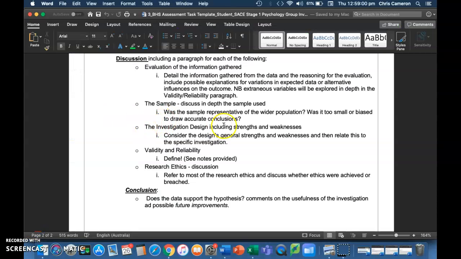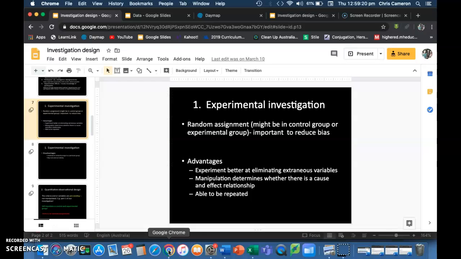This next paragraph is about the investigation design. You must include the strengths and weaknesses or advantages and disadvantages. Limitations can be another word that you put in for weaknesses. So consider the design's general strengths and weaknesses and then relate this to the specific investigation. Let's have a look at experimental advantages.